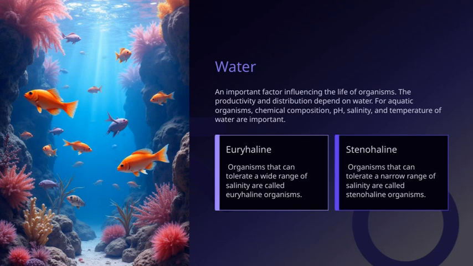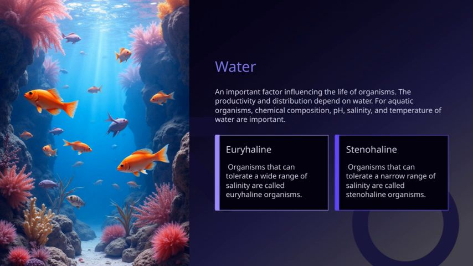Organisms that can tolerate a narrow range of salinity are called stenohaline organisms. These creatures are quite sensitive to changes in their environment's salinity levels. On the other hand, organisms that can handle a much wider range of salinity are known as euryhaline organisms. This ability allows them to survive in diverse habitats, such as estuaries where salinity fluctuates frequently. Now, understanding these differences is crucial because salinity is just one of the many factors that influence aquatic life.